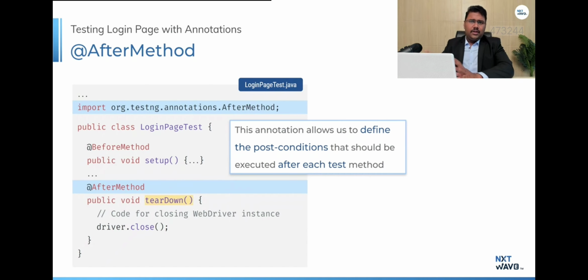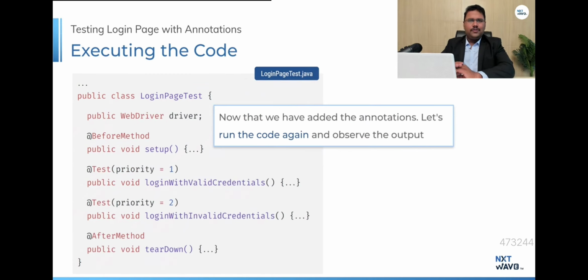Similar to the case of the before method annotation, we'll need to import the necessary information, and then we'll need to run our code. In our case, we'll simply move the driver.close method from our test cases into this particular annotation. Once done, our code should look something like this in terms of structure. We'll have the public WebDriver driver, the public description, and then the before method, first test case, second test case, and the after method altogether. So let's give it a try.